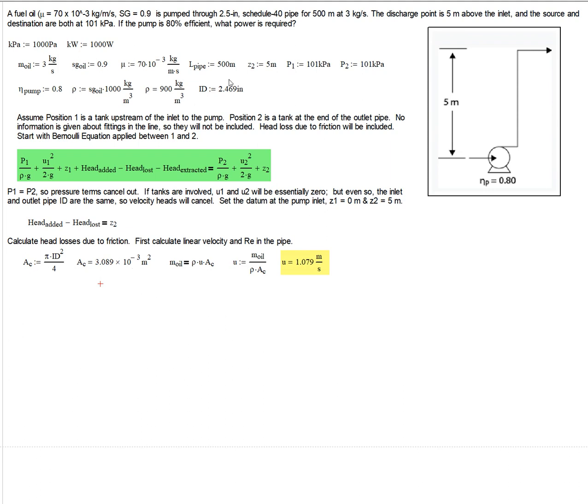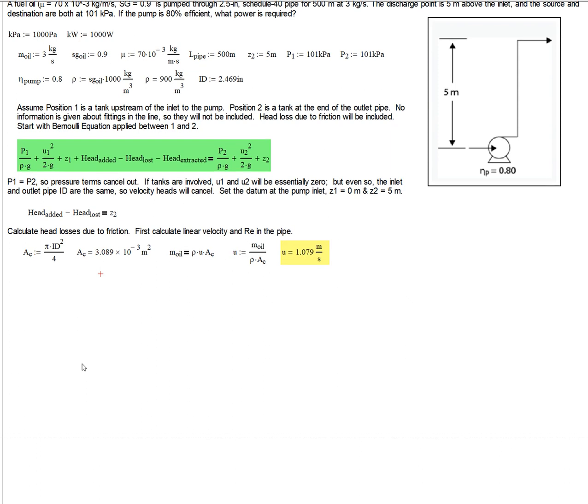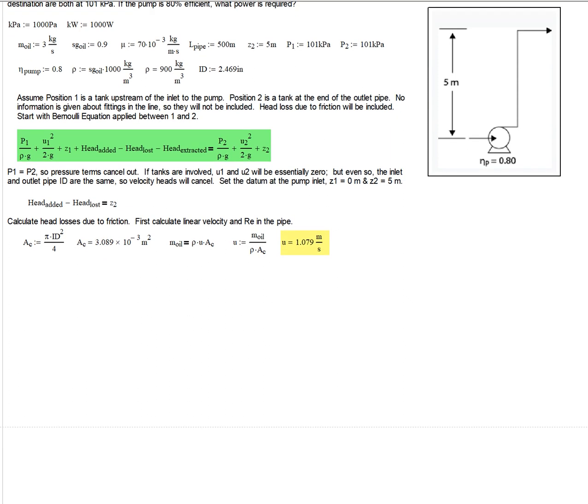Also notice that we're dealing with Schedule 40 pipe, and so we need to look up that the nominal inner diameter is not the actual inner diameter. So make sure that you don't make that mistake. Make sure you look those things up. We calculate the cross-sectional area. We know from the continuity equation that the mass flow rate is constant, so the linear velocity, which is valid for the entire system, is 1.08 meters per second.